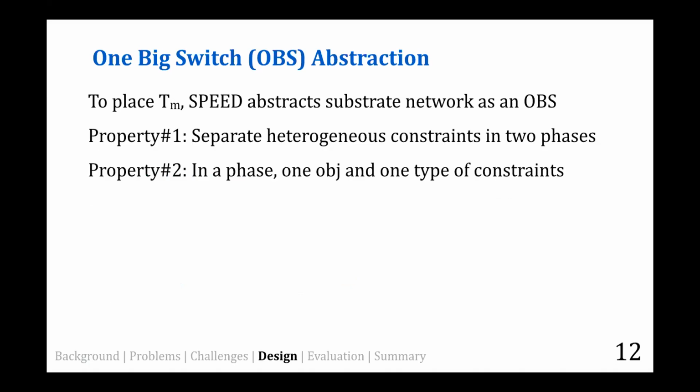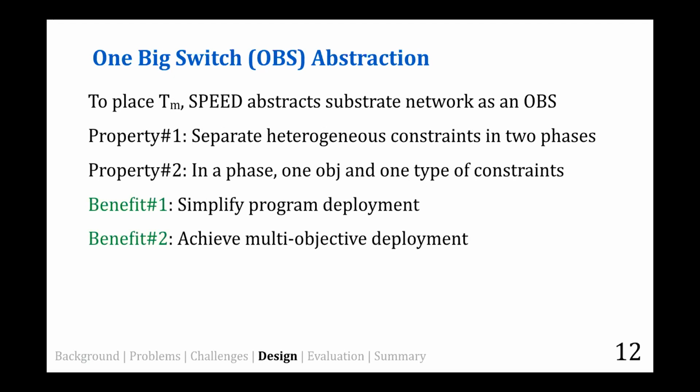SPEED executes program deployment based on OBS abstraction. The OBS-based program deployment has 2 properties. First, it separates heterogeneous constraints in two phases. Second, in each phase of program deployment, it only considers one optimization objective and one type of constraints. The OBS-based deployment brings twofold benefits. First, it simplifies program deployment and reduces the execution time. Second, it is able to achieve multi-objective program deployment.